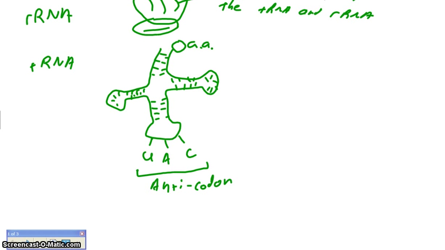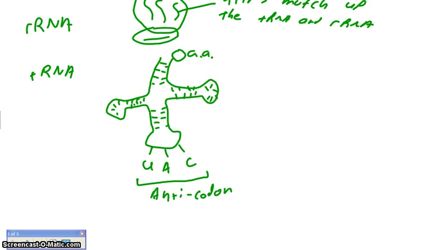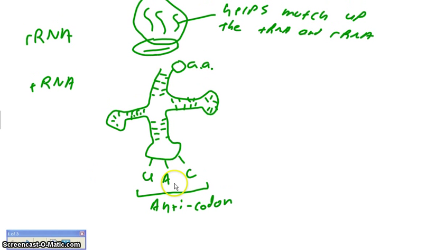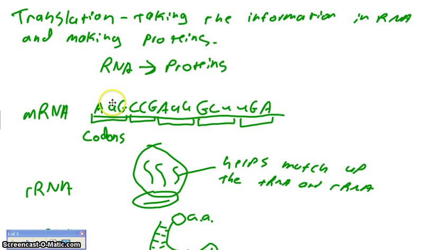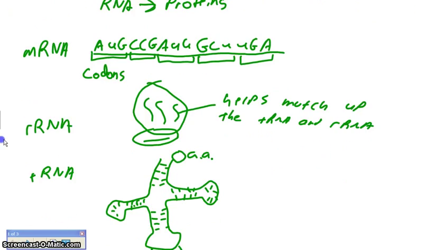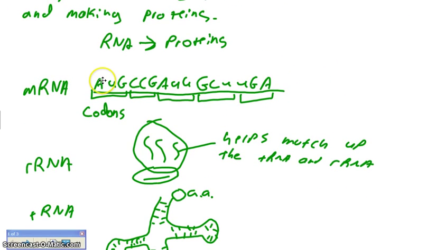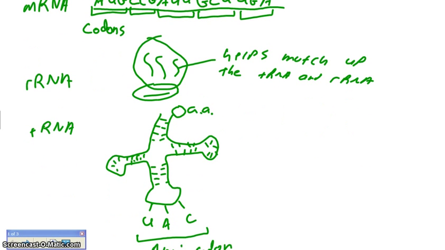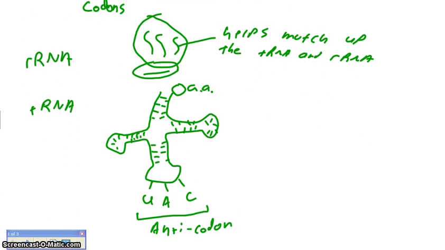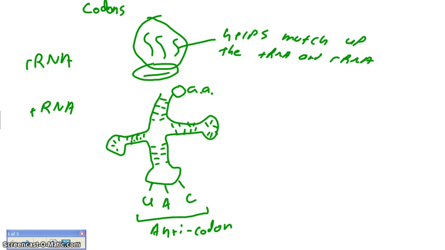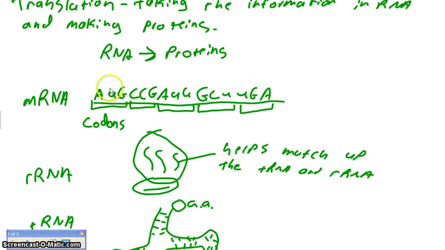And what this does is eventually, during the process of translation, the bases on our tRNA anticodon, UAC, are going to match up with the bases on our mRNA codon. As you can see, I made it so that UAC is complementary to AUG. So this anticodon right here is going to complementary base pair with this codon right here, and it's going to be helped by the ribosome.